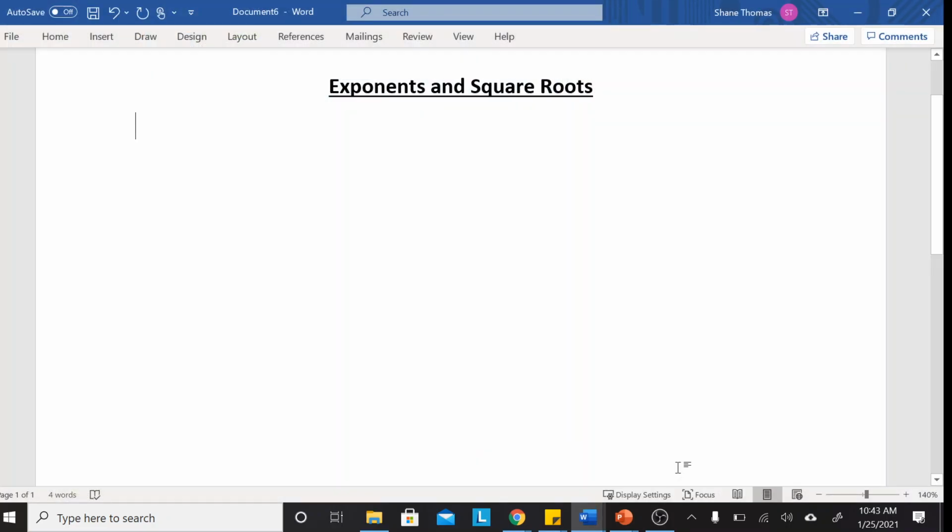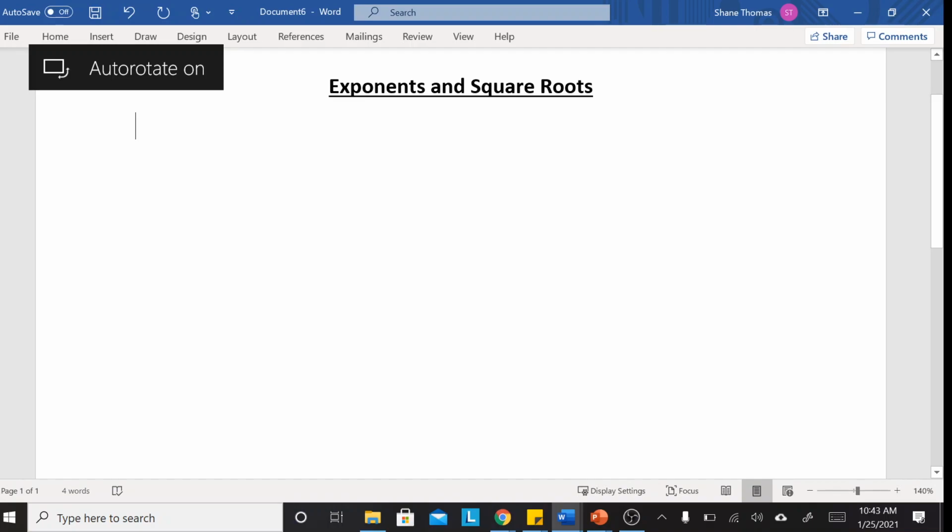So exponents and square roots is the last part for us to do in this section on signed numbers and stuff. Somebody tell me what an exponent is. The little number up there. Okay, all right, we can work with that. What does that little number up there mean?